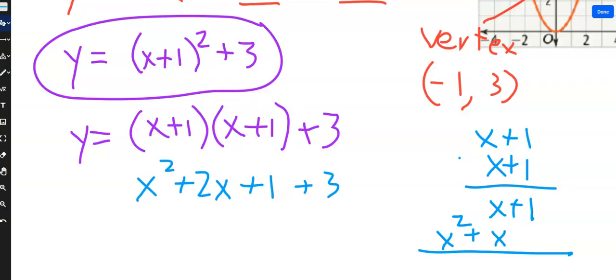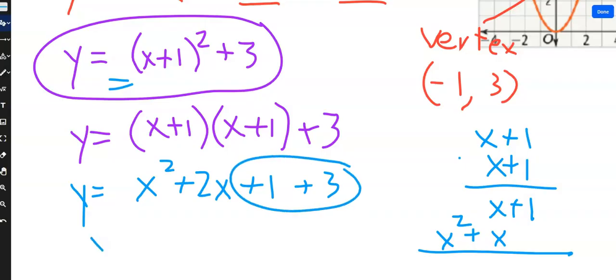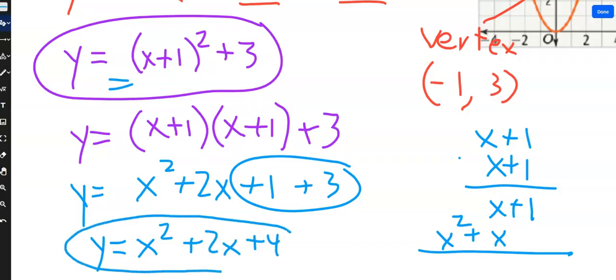Like the last question, I had to distribute the -16. Well, since this is a 1 out in front, there's nothing to distribute. Multiplying everything by 1 is pretty boring. Doesn't do a whole lot. I do see some like terms that needed to be added together. So, x squared plus 2x plus 4. So there is my standard form version of the same thing.